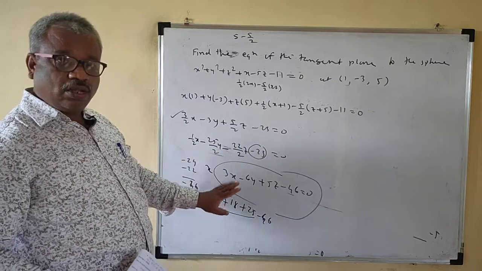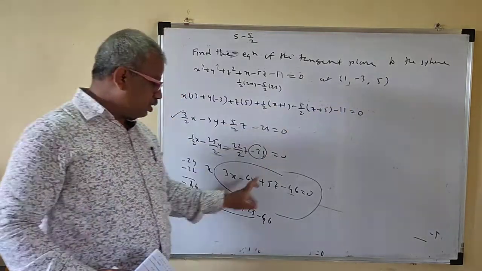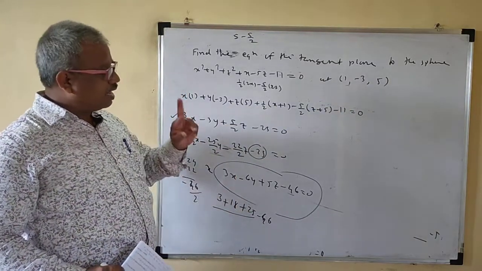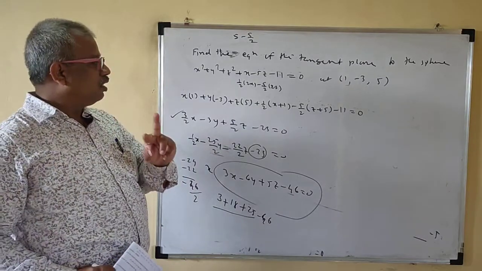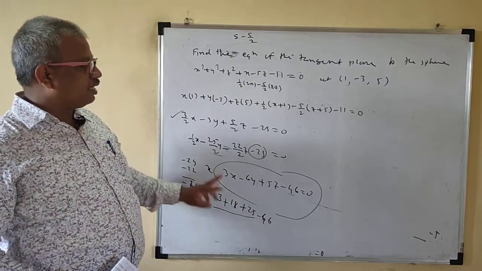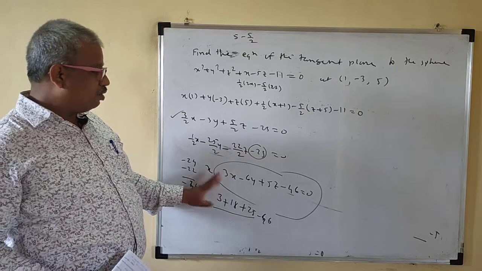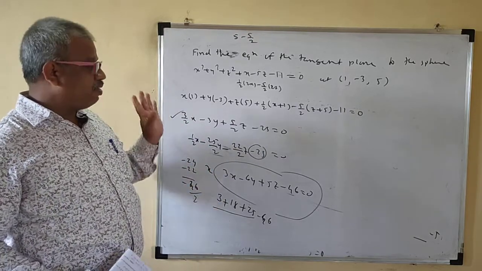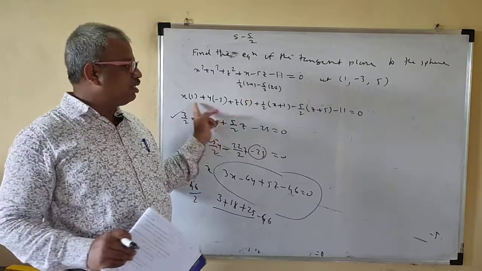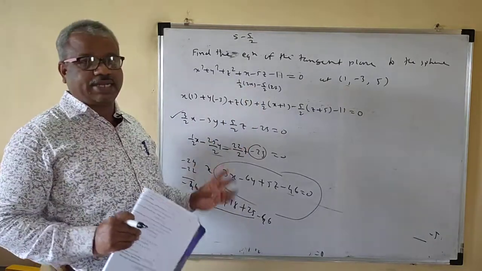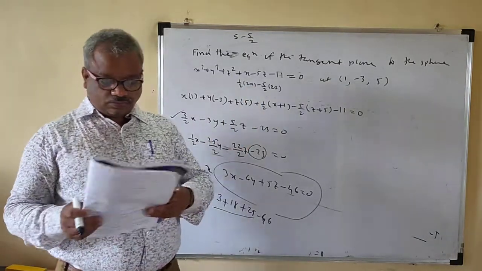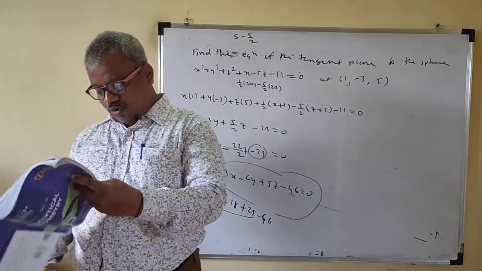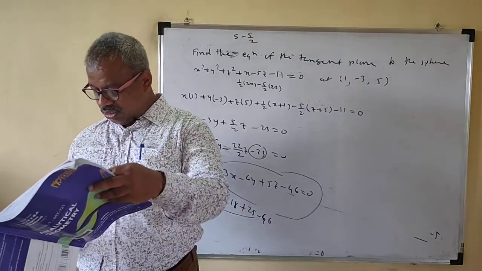So first check the options with this point. If there are two options satisfied by this point, then you have a problem. So you have to do this, this is the better method to get the correct answer. I hope that you understand all those things.